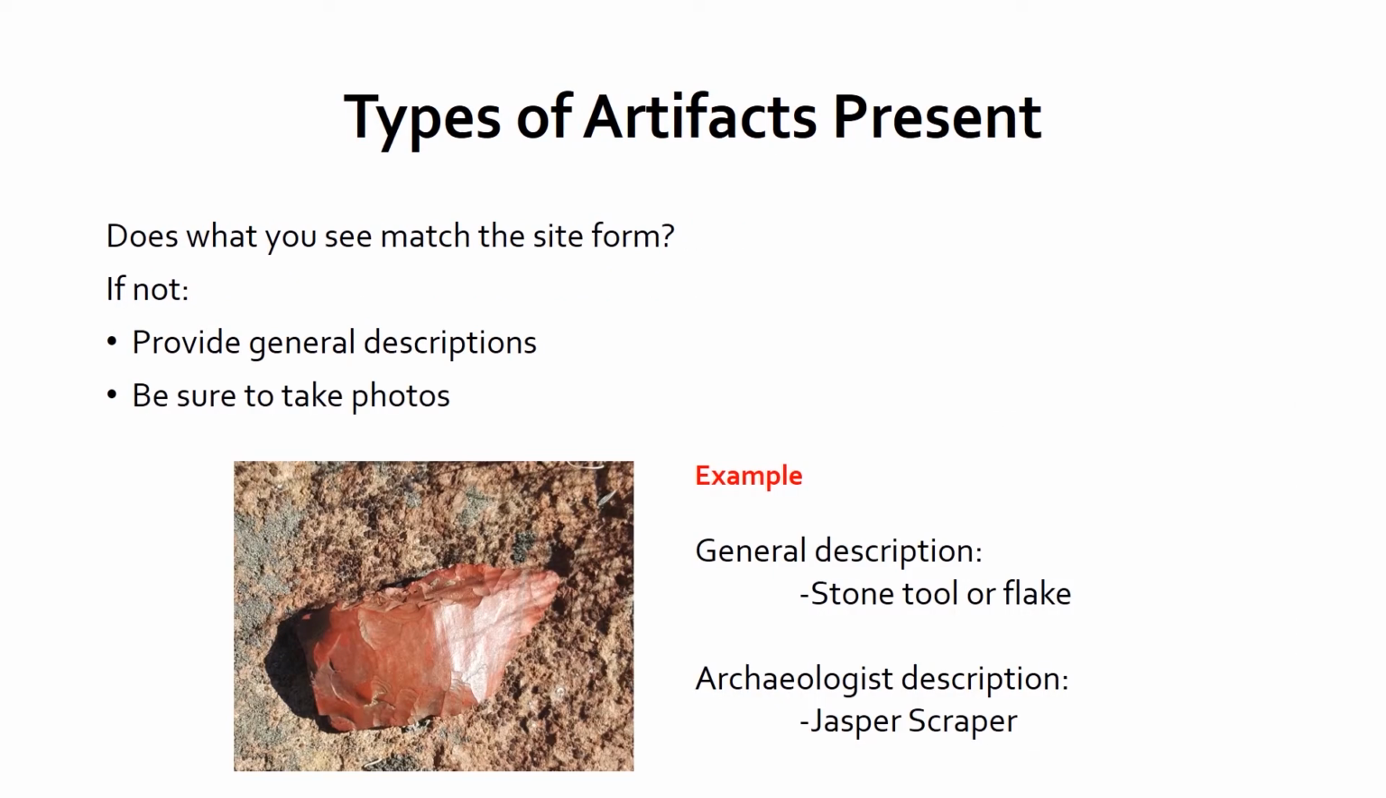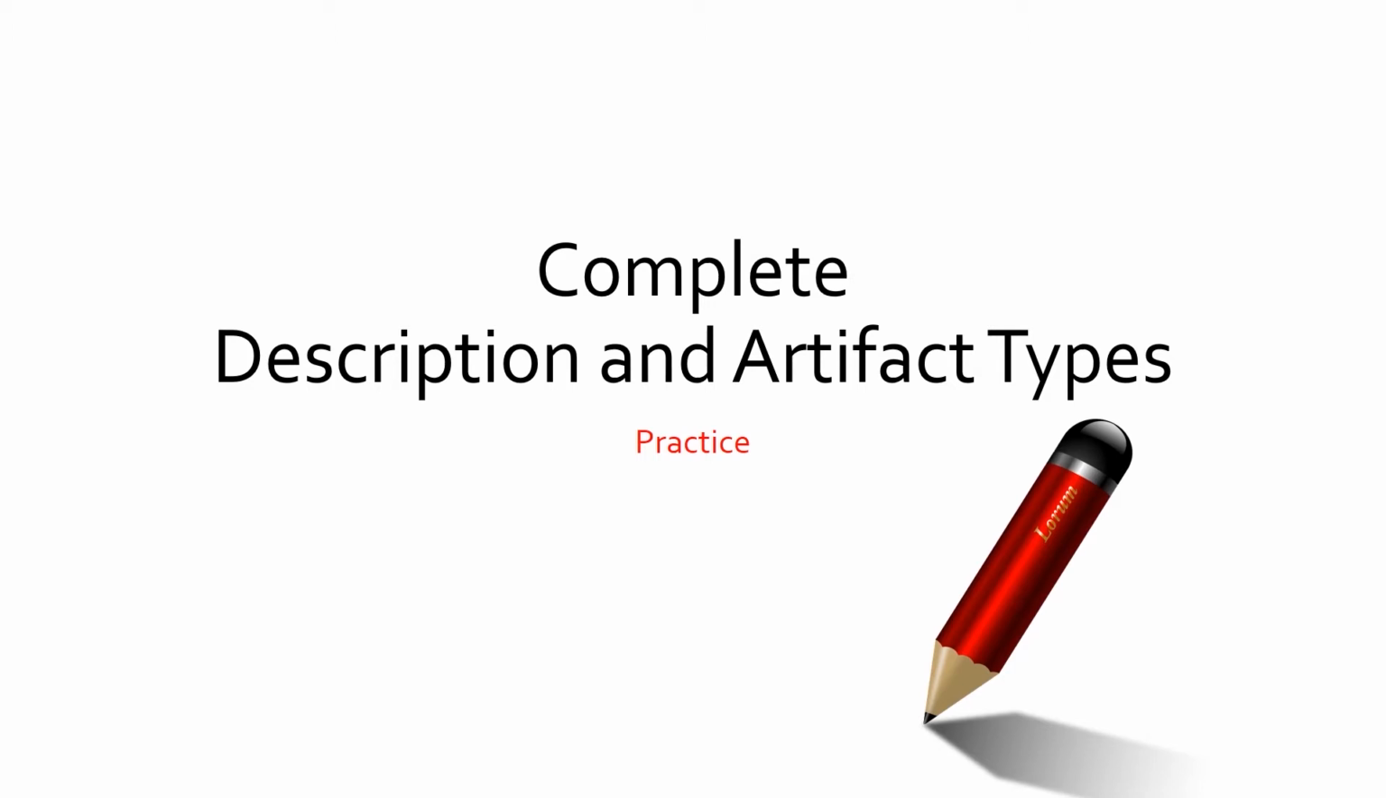So if it doesn't match, what we want you to do is provide general descriptions and be sure to take photos. For example, this is a stone tool or flake. That's a general description. An archaeologist would call it a jasper scraper, but what we're looking for is very general. It is a stone tool, a flake, a red rock that was used, whatever you can do to describe it, because that picture is really going to help us out too. All right, and if we were to visit this site, we would fill out our form and talk about artifact types.